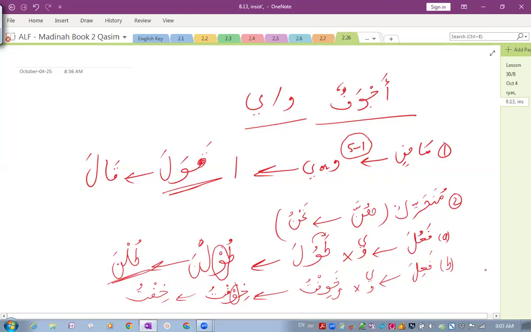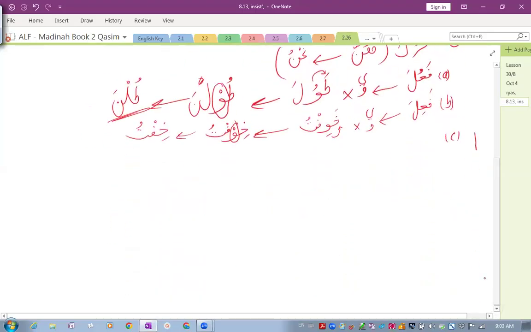And the third scenario, which is C, the weak letter gets dropped because of iltiqa as-sakinayn, meaning two sakins meeting. Because of iltiqa as-sakinayn, you drop the weak letter, because now you have two sukoons coming together, which is not possible. So the weak letter with the sukoon gets dropped. That is correct.